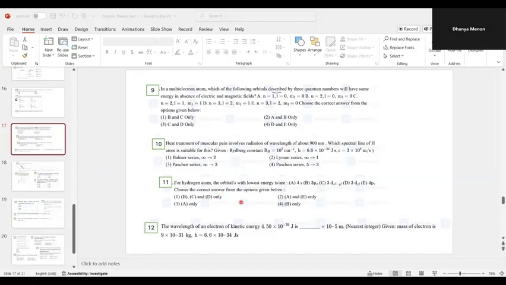For hydrogen atom, the orbitals with low energy are. So they have given you a set of options over here, and you need to tell who has lower energy. Now, hope you have taken a screenshot.